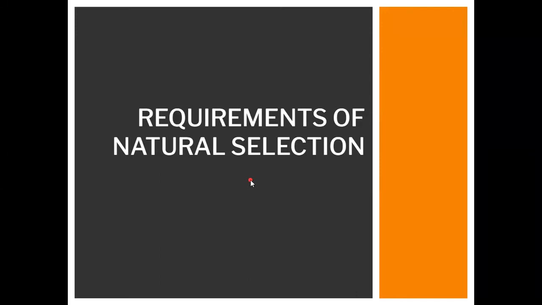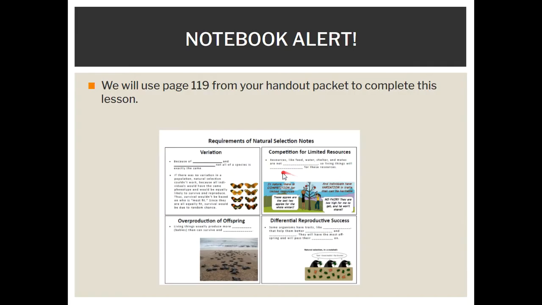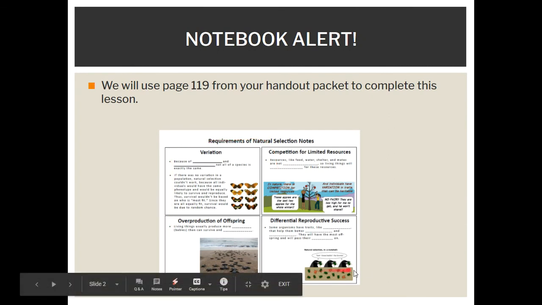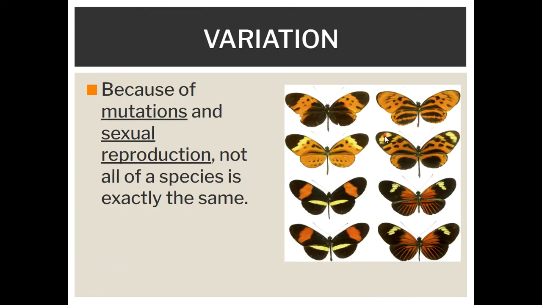Hey there. So in this video, we're going to go over the requirements of natural selection notes and the types of selection notes. So packet pages 119 and 120. We're going to start with the requirements of natural selection. So please make sure you are on the correct set of notes in your notebook. They'll be glued in. So the first type of requirement for natural selection we need is variation.